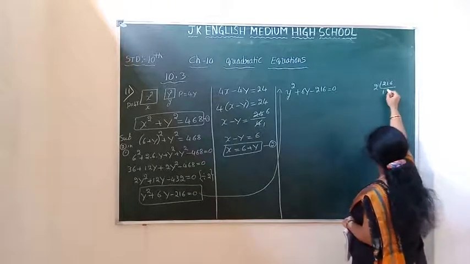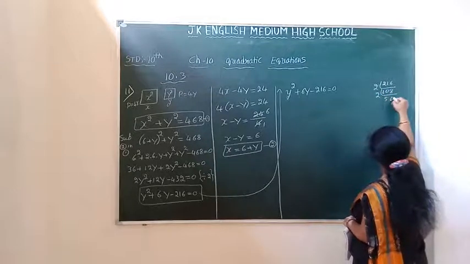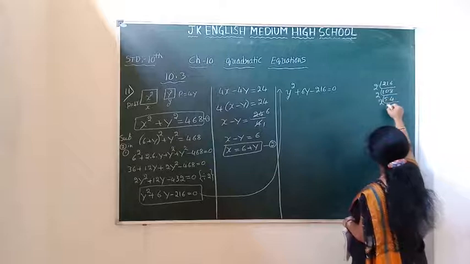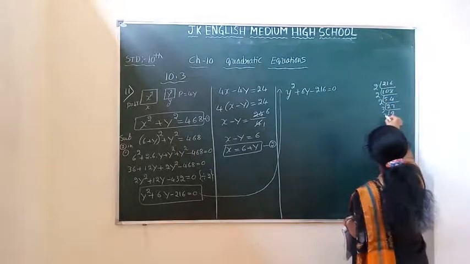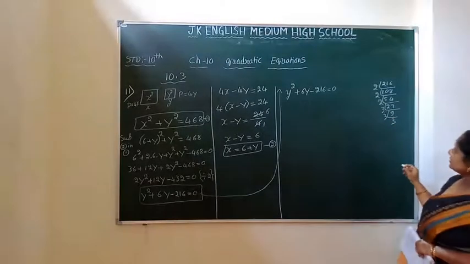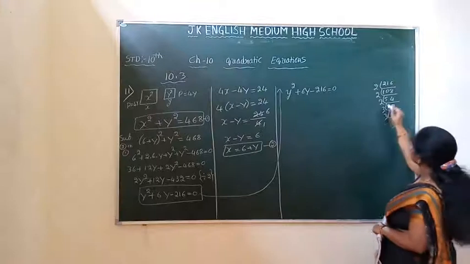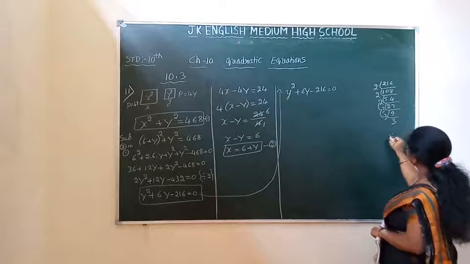2 ones are, then 2 eights are, 2 fives are, 2 fours are, 2 twos are, 2 sevens are, 3 nines are, 3 threes are. Okay. So now, how can I choose it? So 3 twos are 6, 6 threes are 18, okay?